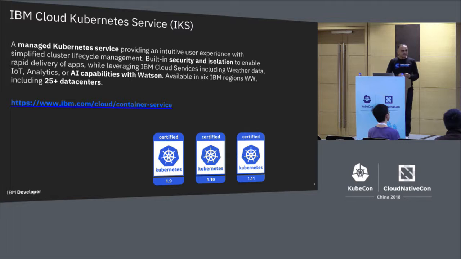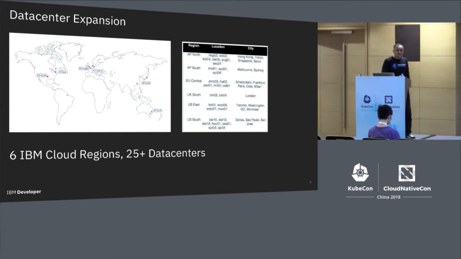It's available in 6 different IBM regions worldwide, including 25 data centers. As I mentioned previously, all these 3 releases which are supported right now in IKS, they are certified. It's 1.9, 1.10, and 1.11. And there's a link right there if you want to dig more. So these are the 6 regions I mentioned, in North America, Europe, Asia, Australia, different places with the 25 data centers.